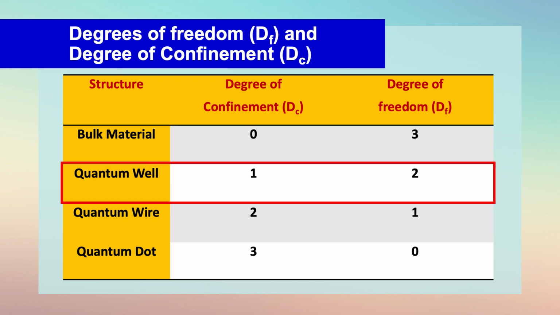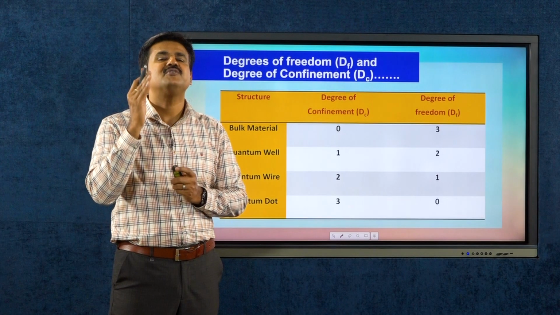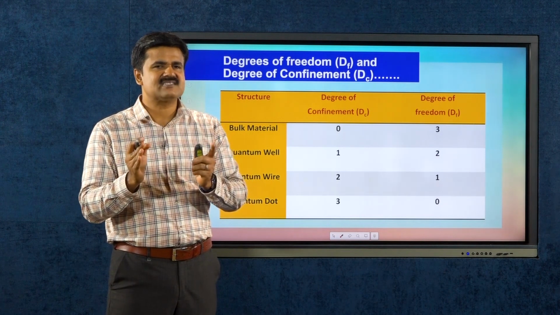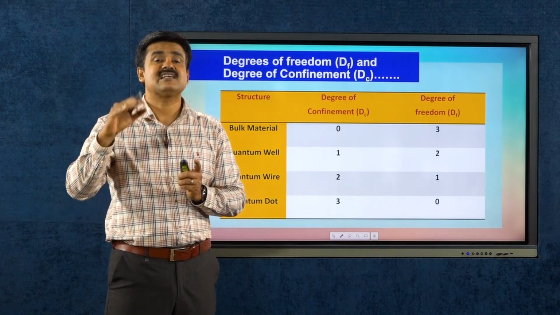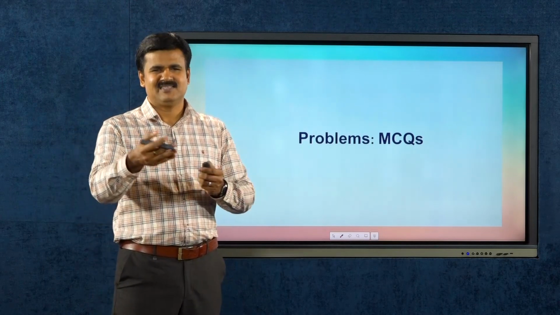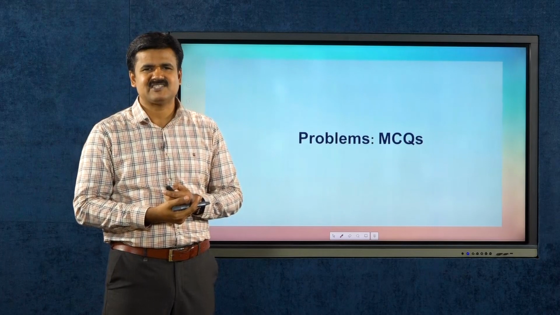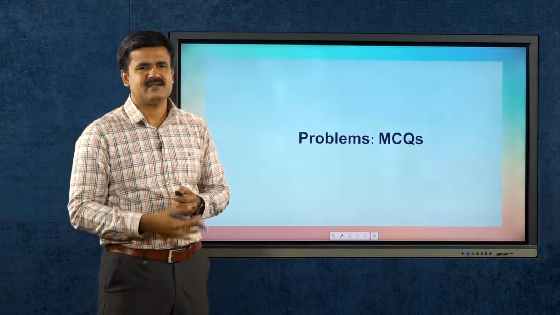For quantum well, degrees of confinement is 1. Degrees of confinement is 1 means one direction is confined. 2 dimensions are not confined. So, it is a 2D nanomaterial. Similarly, you can see the case of quantum wire and quantum dot. Here, for remembering this concept, you have to keep the fact that degree of confinement means number of dimensions inside nano. Degree of freedom means number of directions outside nano. There are so many problems related to the topics we have learned from the classification, and we can move on to some problems to memorize the concept you learned by this discussion.